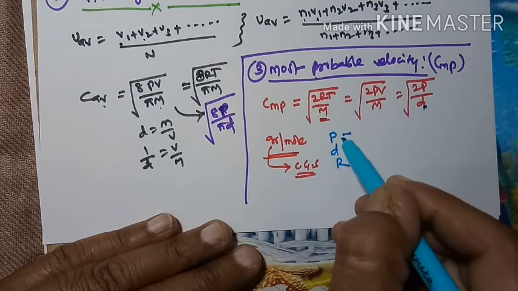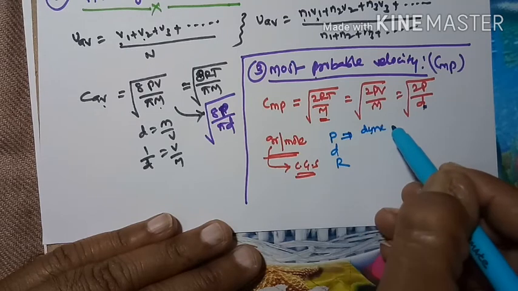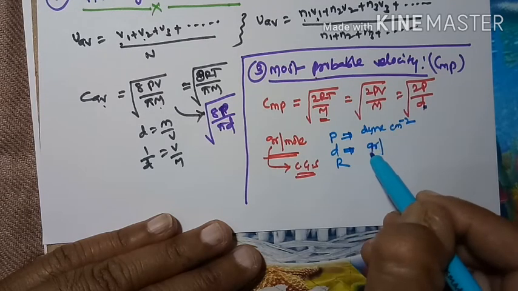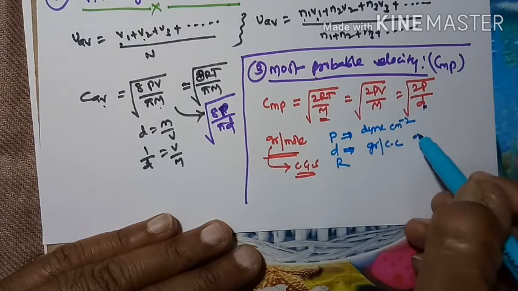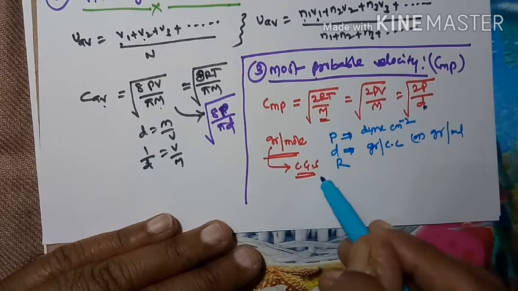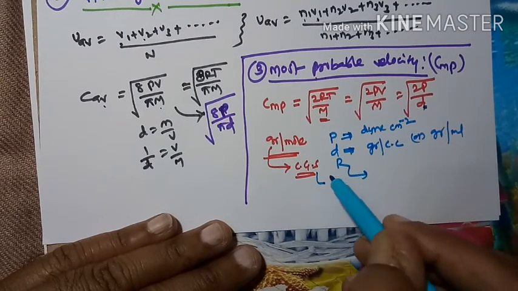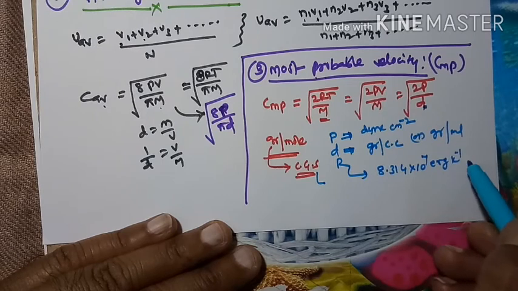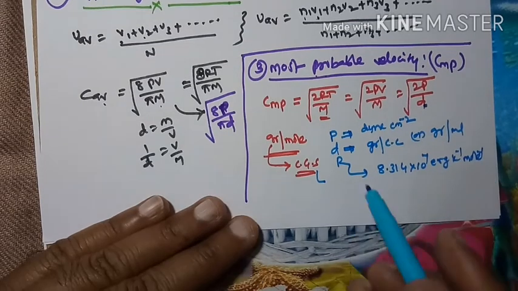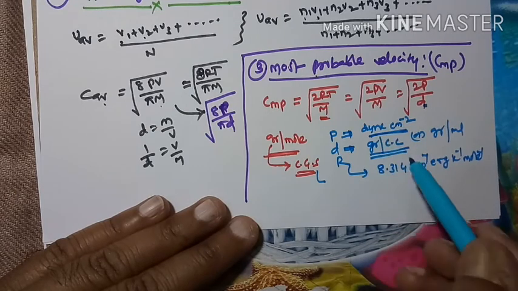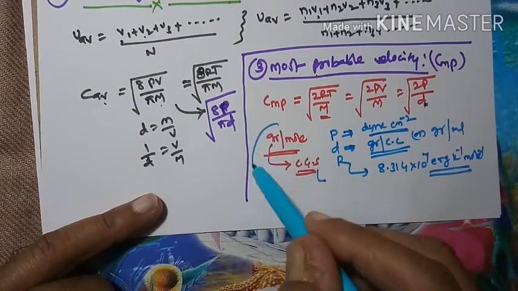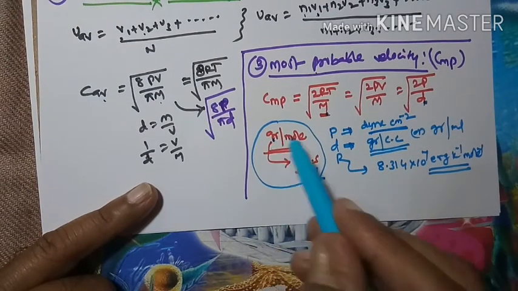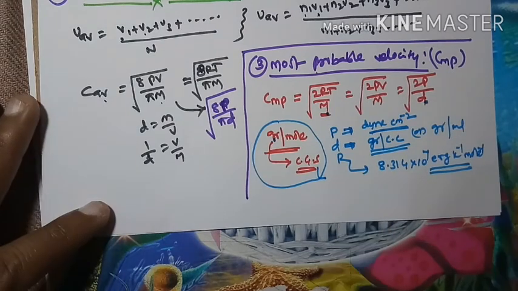In CGS units, P is dynes per centimeter square. D is grams per cc, or grams per ml. The R value in CGS units is 8.314 into 10 to the power of 7 ergs per degree Kelvin per mole. These are the constants we use. The units must be like this only, because molecular weight is expressed in grams per mole. Grams is a CGS unit, so all the remaining quantities are also in CGS units.